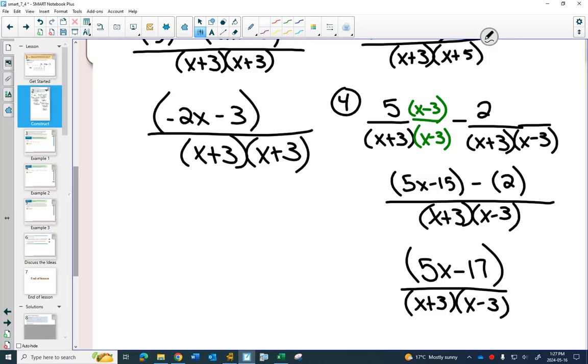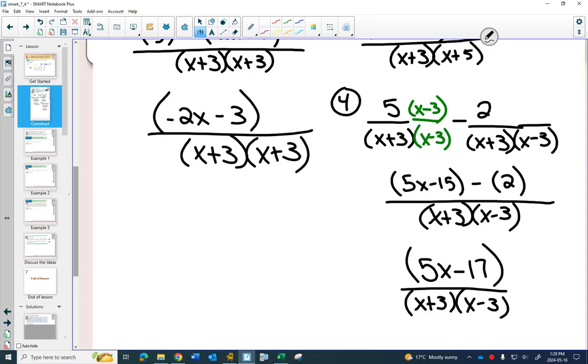So what do we notice? The main difference in 7.4 is we're going to do exactly the same thing we did in 7.3. We are going to add and subtract, but we are going to add factoring so that when we get our common denominator, it's in the lowest terms.